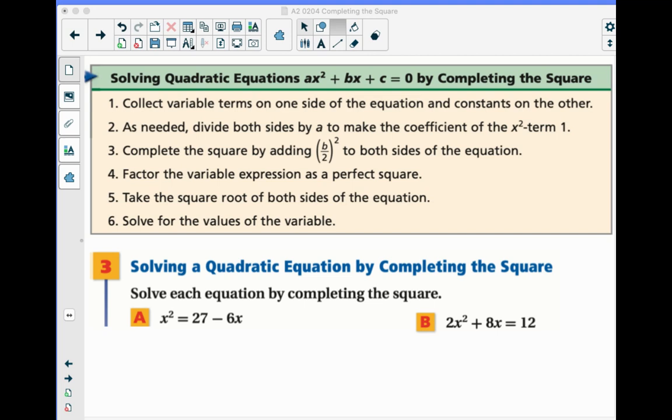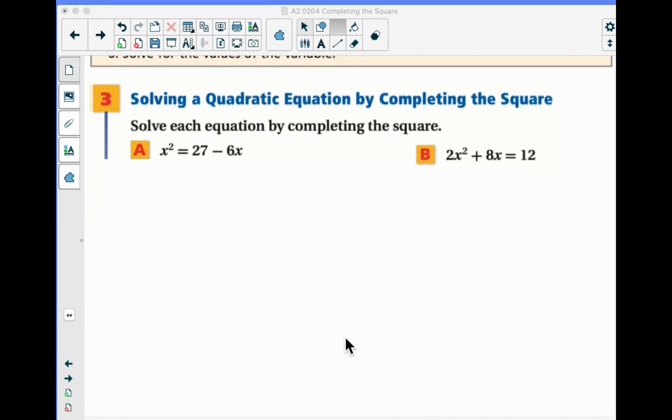Okay, this is where we combine kind of what we did in part 1 and part 2. We are going to solve equations by completing the square. So you can look at these steps, you can read through them here, but we're going to get right at it.